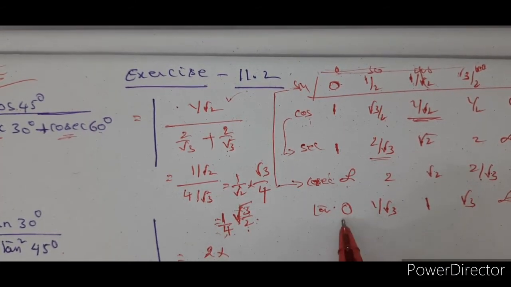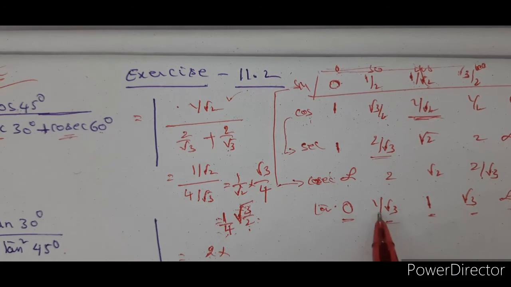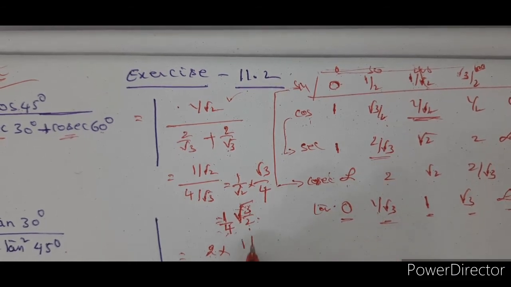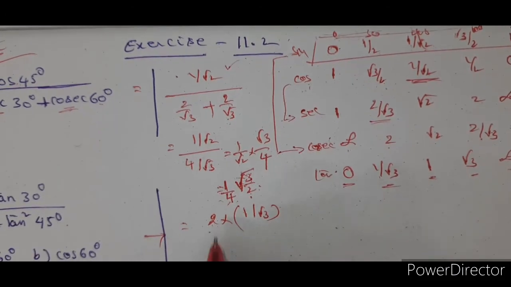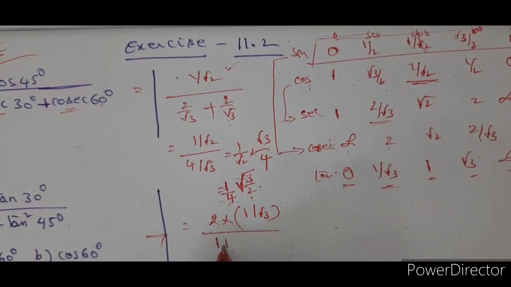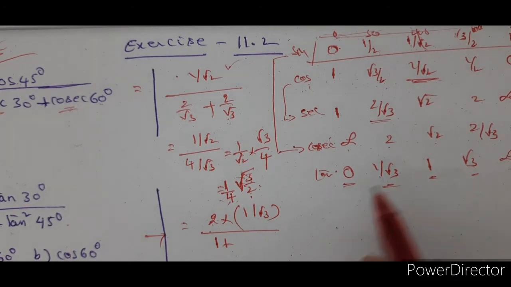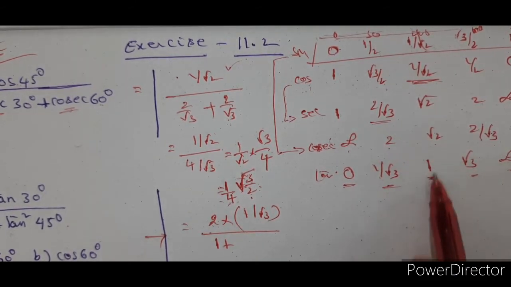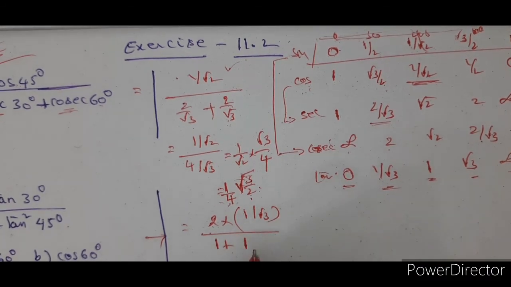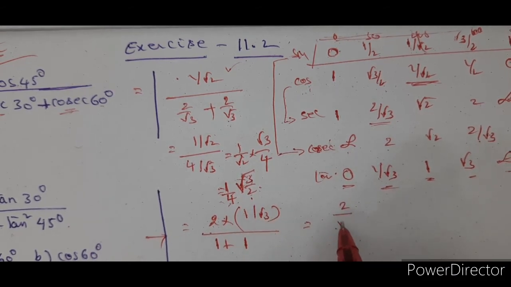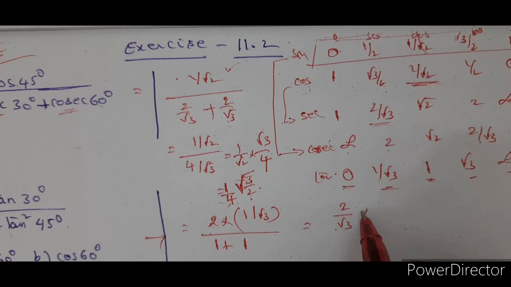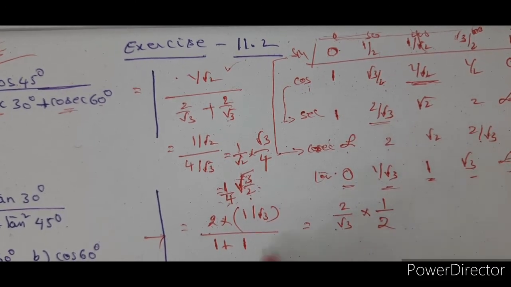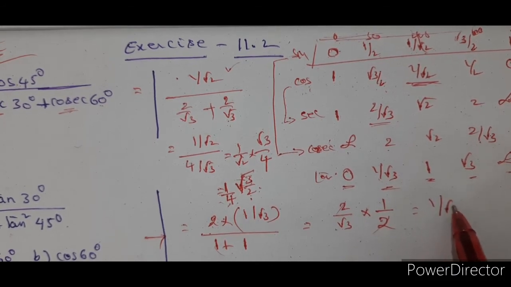So tan values you have now: 0, 1 by root 3, 1, root 3, infinity. So 2 into tan 30. Tan 30 value is 1 by root 3. Let us multiply this one, divided by 1 plus tan square 45. So tan 45 is 1. Square of 1 is 1, so it is just 1. Okay, so now the numerator is 2 by root 3. Now take the denominator up into the numerator, reciprocate it. 1 by 2 it will become, so the 2 will get cancelled, so that is equal to 1 by root 3.